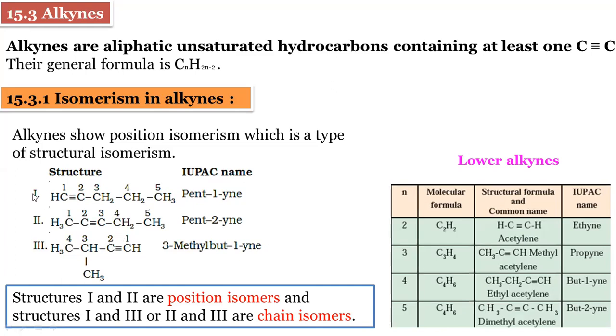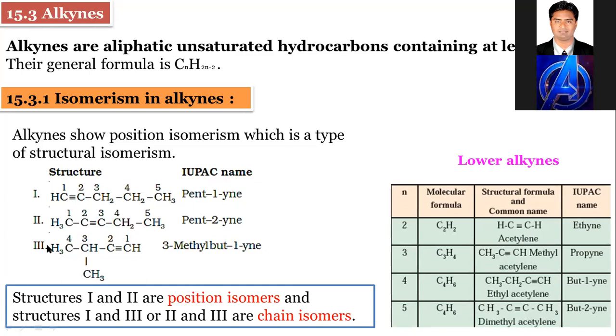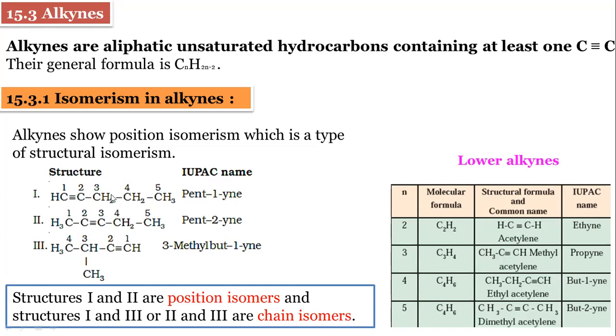So compound number 1 and compound number 3 are examples of chain isomers because the carbon chain is different. There are 5 carbons and there are 4 carbons. Also, the second one and third one are examples of chain isomers because the carbon chain is different. 4 carbons are there in the straight chain and 5 carbons in the other. And if the position of the triple bond is changed, it is called a position isomer. So remember these examples.